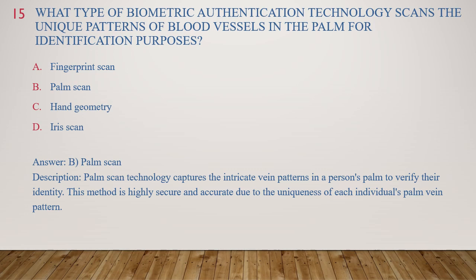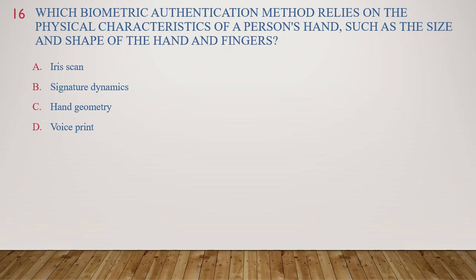High security. Vein patterns are internal and difficult to forge, making it more secure than fingerprints or hand geometry. Contactless. Palm vein scanners don't require touching the device, improving hygiene and user experience. Accuracy. Vein patterns are highly unique and offer high accuracy in identification. Question number 16. Which biometric authentication method relies on the physical characteristics of a person's hand, such as the size and shape of the hand and fingers?